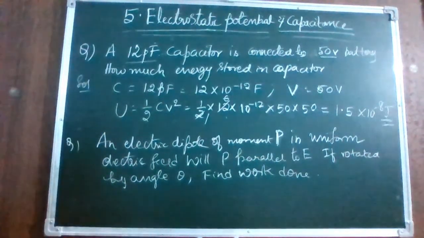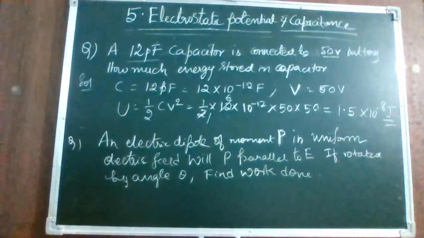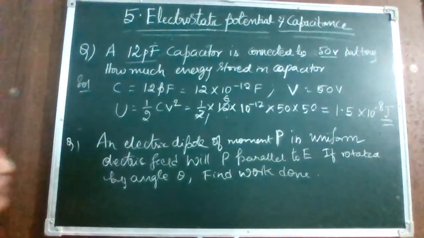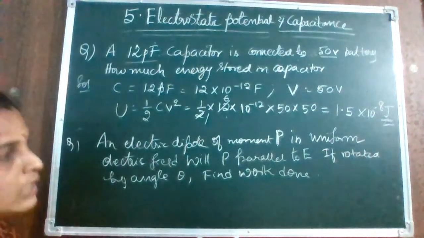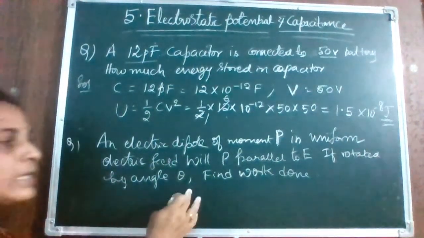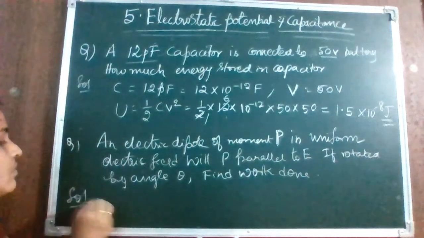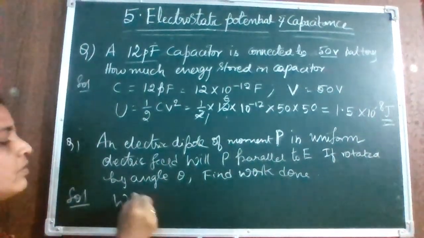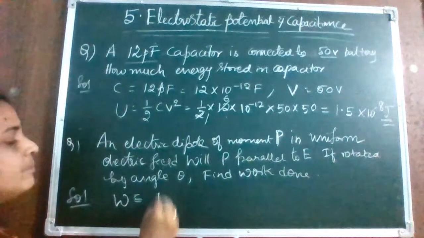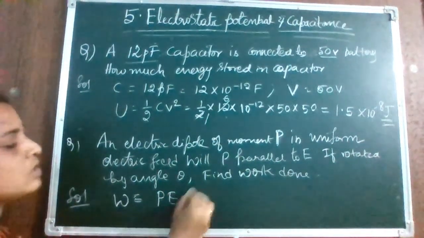And for the next question, we have the work done for the dipole moment P in a uniform electric field with P parallel to E, if it is rotated by an angle theta. The work done for a dipole is PE cos theta. We have the formula. Work done for the dipole, he has asked, PE cos theta.